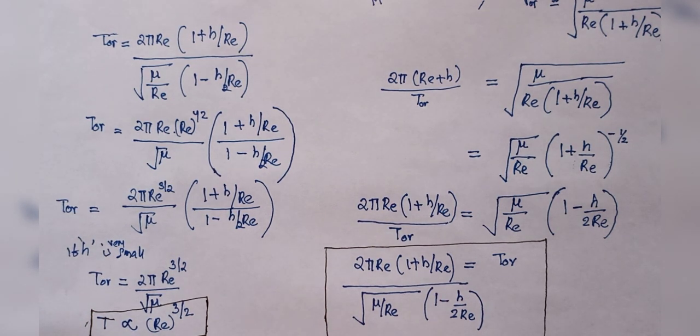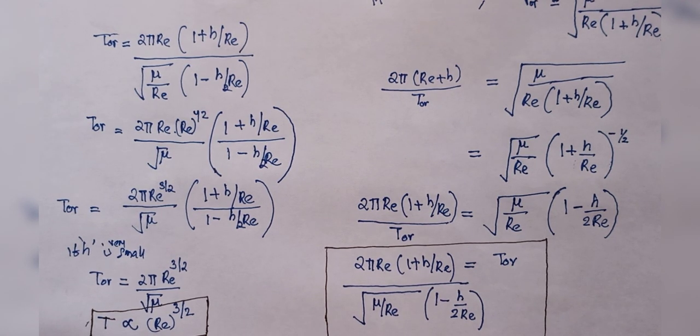In our next video, we'll try to explain the law of periods proposed by Kepler, and how we can find out the time periods. If we have the time period and radius of the reference planet, and if we have the dimension of the other planet, we can find out the time period of the other planet based upon the Keplerian law.